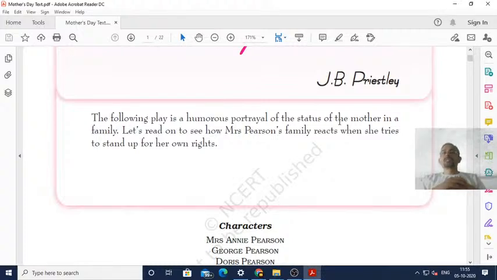Dear students, here you can find a family by the name of Pearson, with Mr. and Mrs. Pearson and two children. In this family you will come to know that everyone is independent, nobody is talking to anybody, and nobody is bothered about anybody.